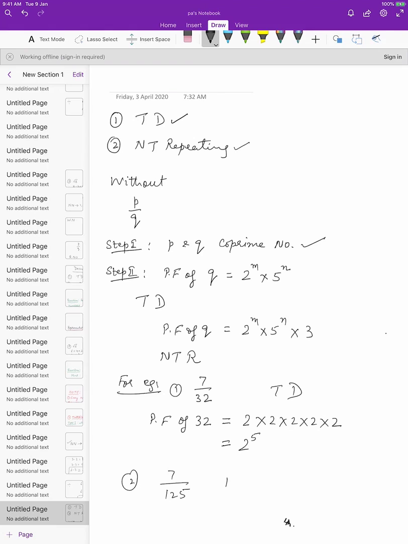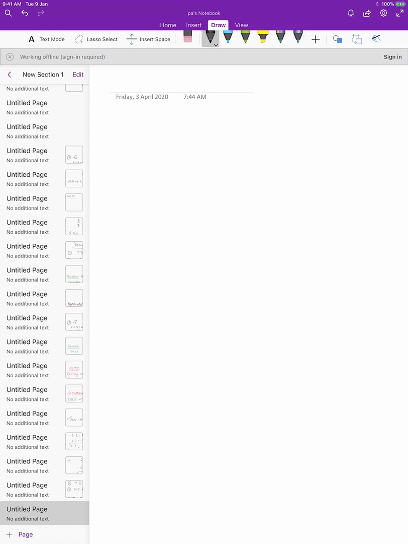So, what is the prime factorization of the denominator in this case? 125 is equal to 5 cube. Again, we can say it is a terminating decimal. If I take a number of the type, say 7 upon 20, it gives me 7 upon 2 square into 5. The prime factorization is 2 square into 5. So, again, as the denominator contains only 2 and 5, we say it is a terminating decimal.